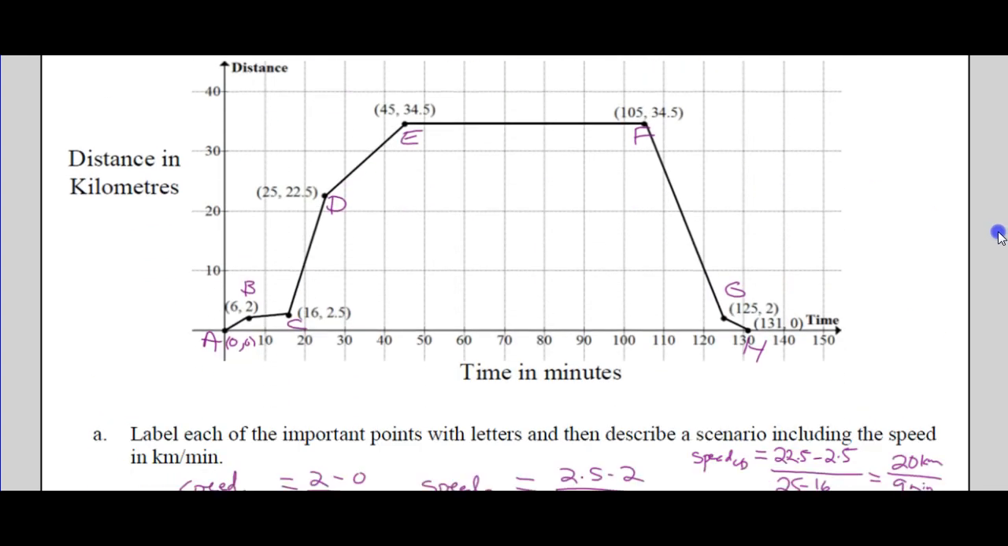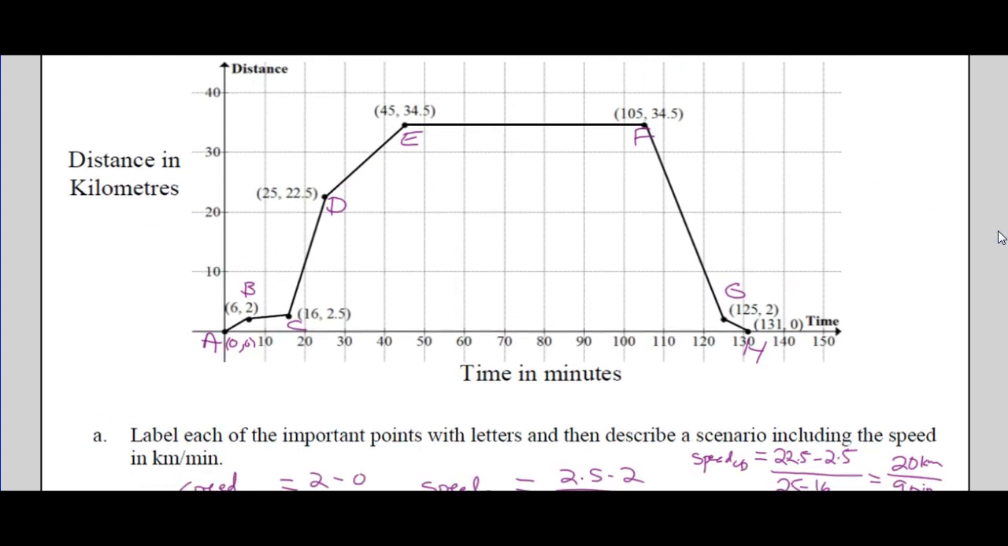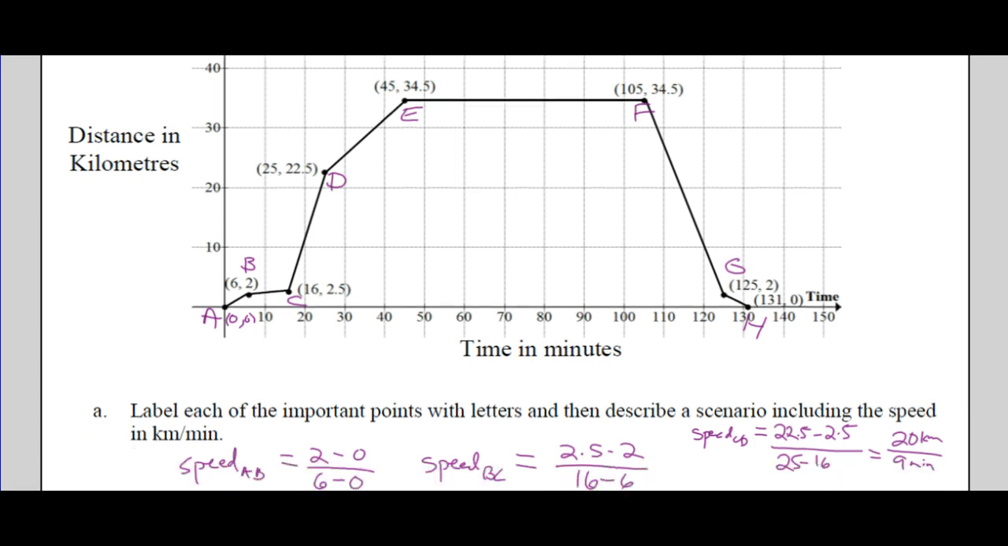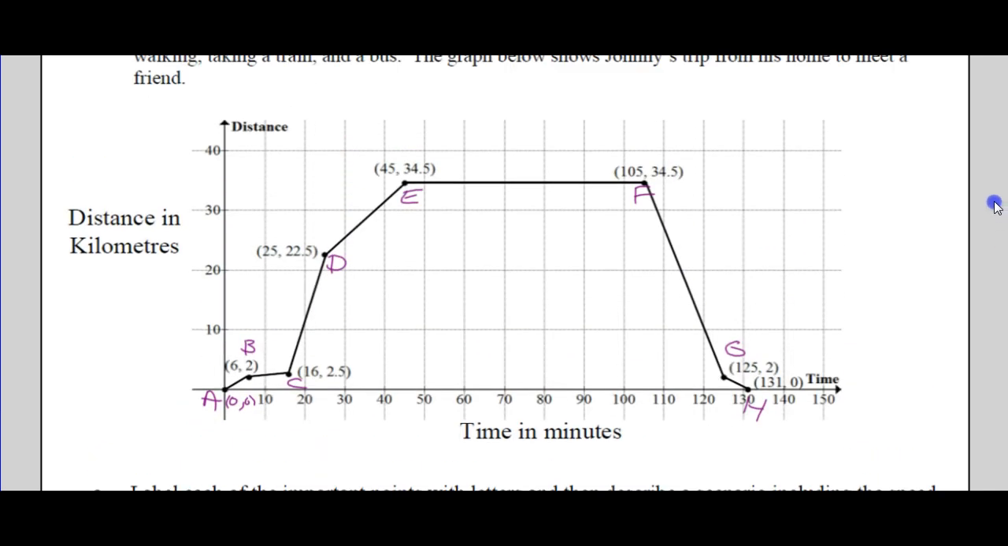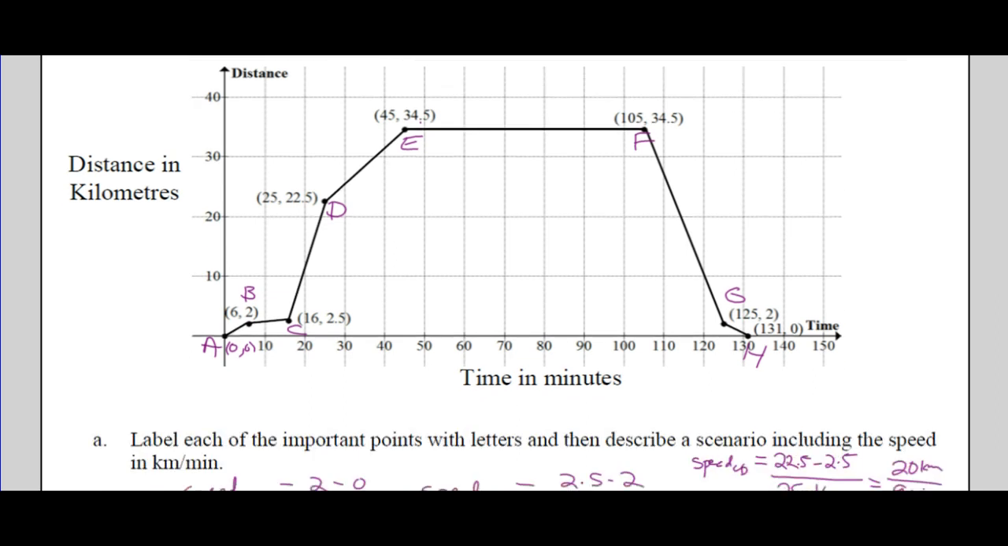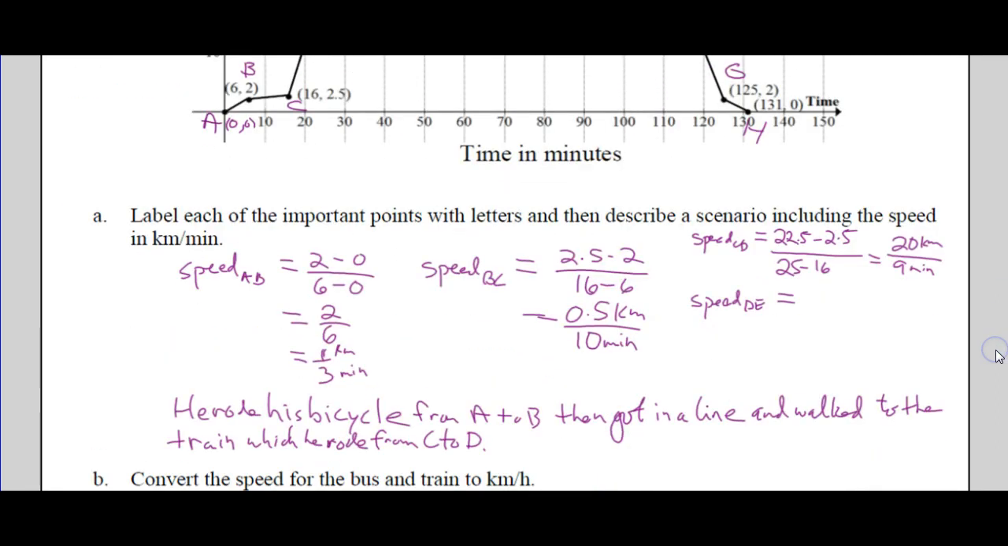Okay, then we want D to E. So we're following the same pattern here, right? We're taking the difference in the time, so 34.5 minus 22.5. I'm just going to write in the numbers here, I'm not going to put the calculations, because you've seen the calculations 3 times. So we're going 34.5 minus 22.5, which is 12. So 12 kilometers in 20 minutes.